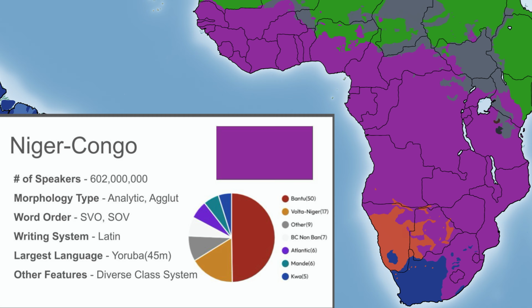Niger-Congo languages are split about half and half between analytic and agglutinative morphology. Most Niger-Congo languages use SVO word order, but the Mende languages use SOV. Almost all Niger-Congo languages use the Latin script, as few native writing systems existed before colonialism. The largest language in the family is Yoruba in Nigeria, with around 45 million speakers.